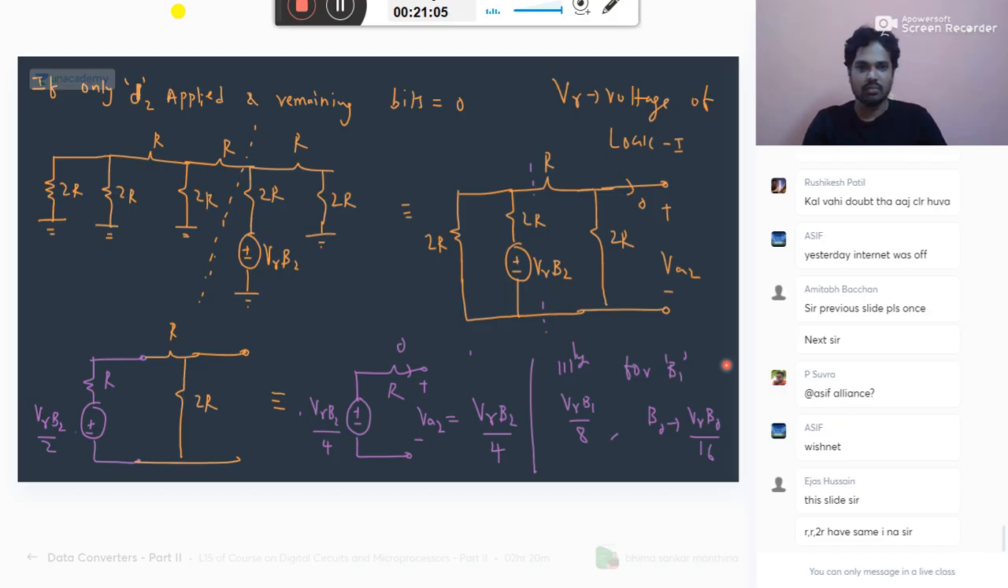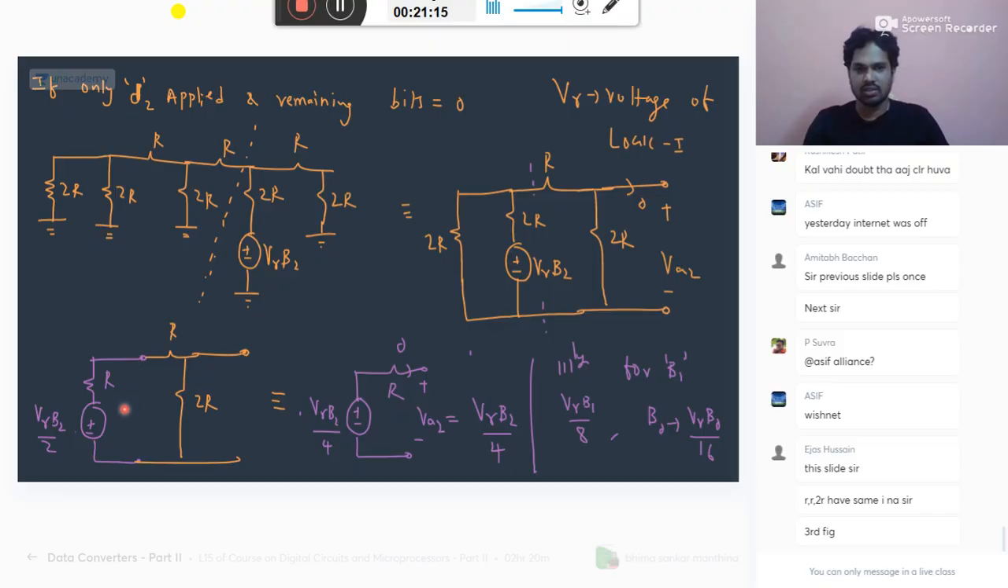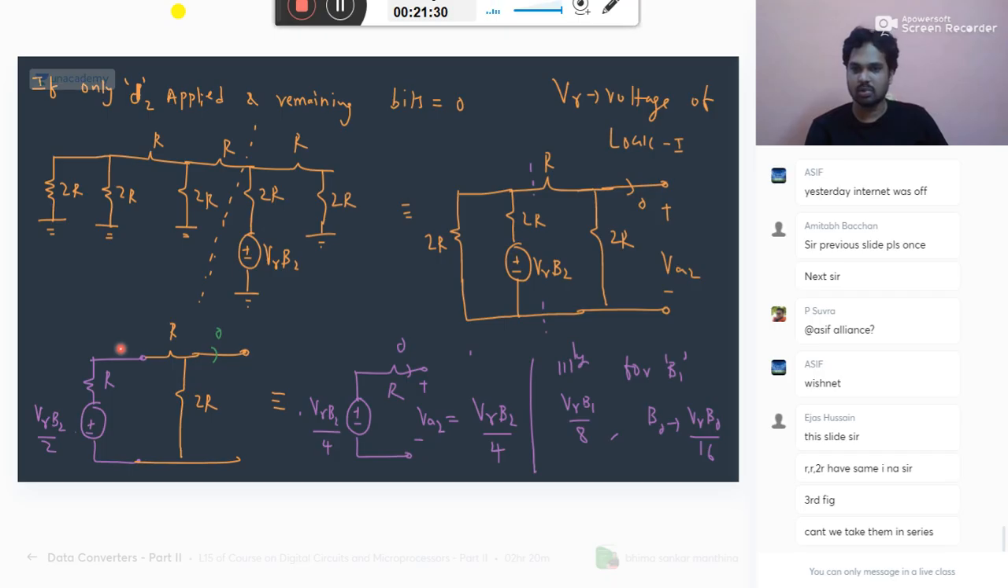R to R have same current. Which are first figure or second figure? Third figure. Yeah, same current. So what? You can take, what is the problem? You can take all of them in series. You find this current, again find this drop. Okay, same answer will come.